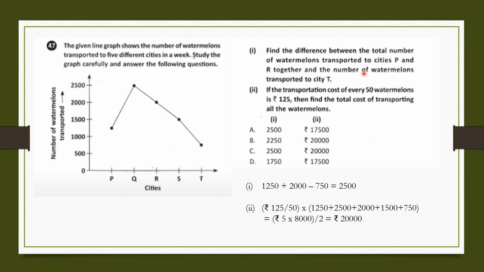Now to calculate the costs, first we calculate the cost of transporting one watermelon. So 50 cost rupees 125. So one watermelon cost will be rupees 125 divided by 50. And then we multiply this to the total number of watermelon. So we get rupees 20,000. So our answer is 2,500 and rupees 20,000, which is option C.